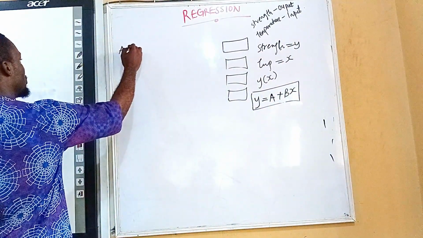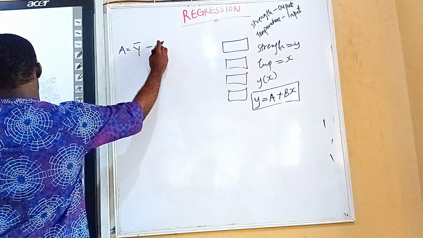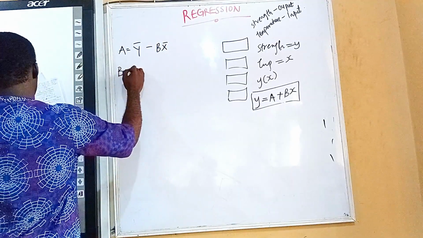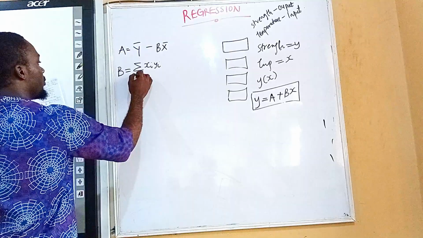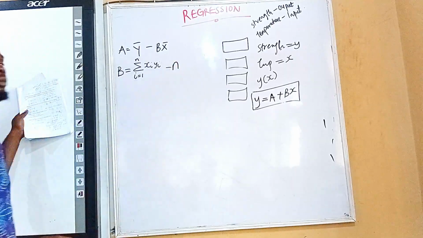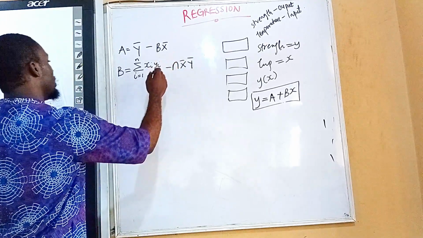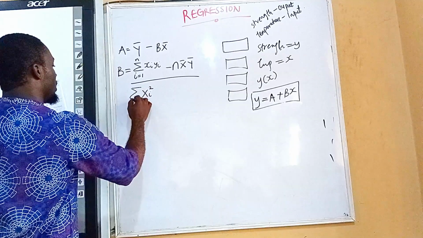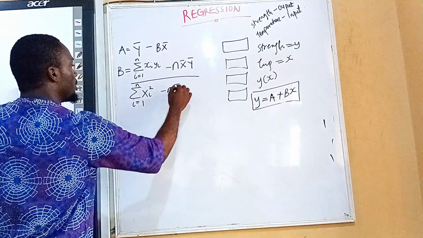So the A is equal to y bar minus b s bar, and the B is equal to the summation of the product of s and y from i equal to 1 to n, minus n, where n is the total number of samples, times the mean of s and the mean of y, all over the summation of s squared from i equal to 1 to n, minus n times s bar squared.